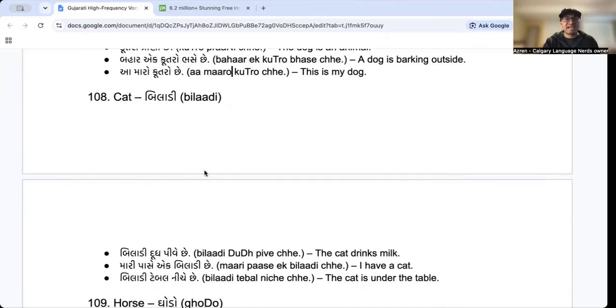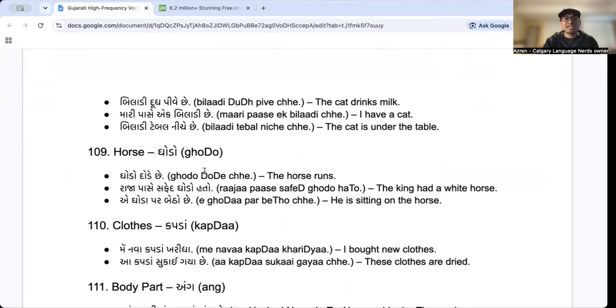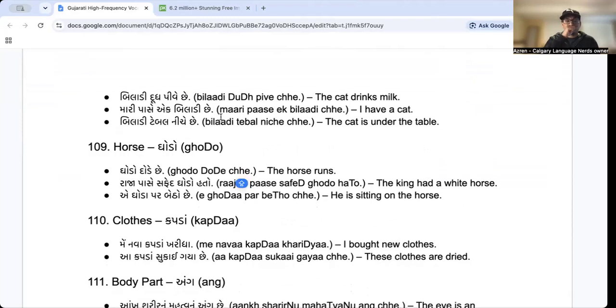Biladi, number 108, is cat. We've done biladi a lot. Biladi dud pive che. The cat is drinking milk. Mari pase biladi che. I have a cat. Biladi table niche che. The cat is under the table.